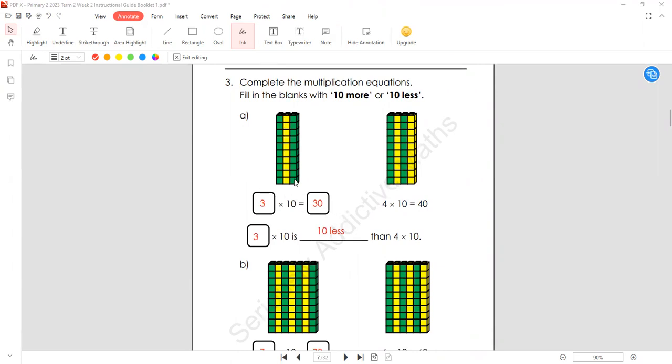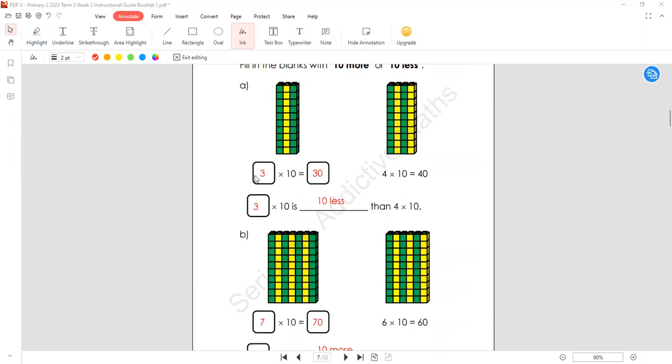One way of doing it is using these blocks to help them. There are how many groups of 10? All these columns here represent 10. So there are 3 groups of 10. So 3 groups of 10 is 30. 4 groups of 10 is 40. So look at 30. 30 is 10 less than 40. So they write 3 times 10 is 10 less than 40.